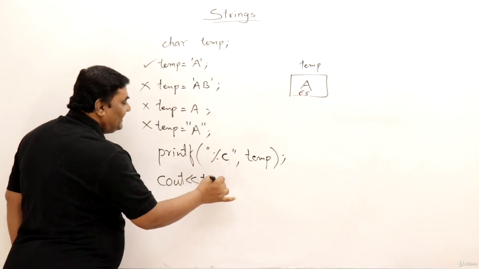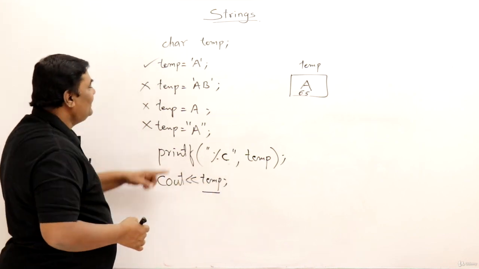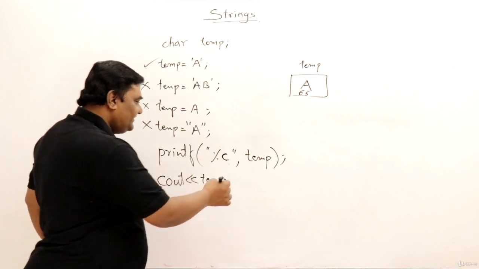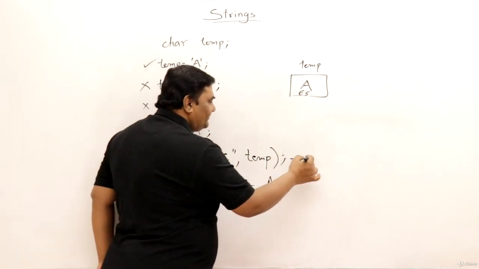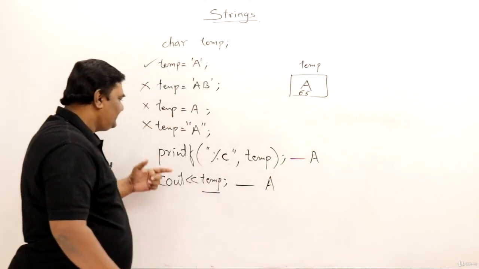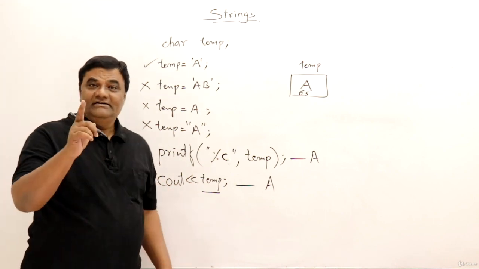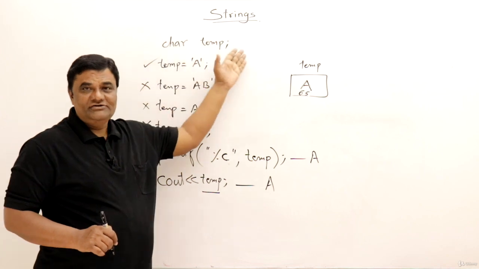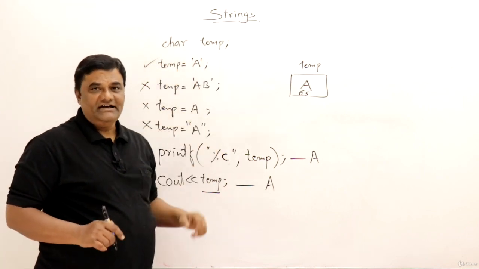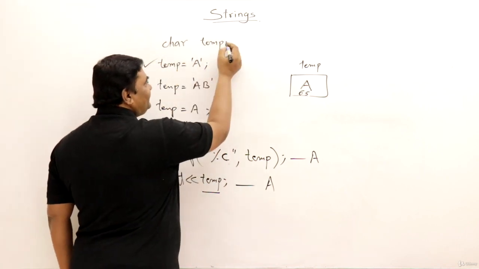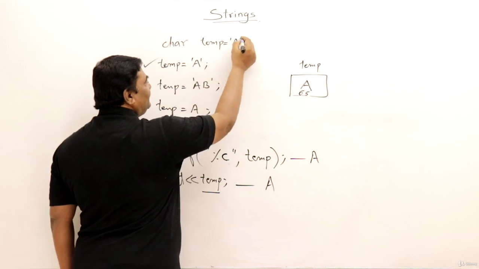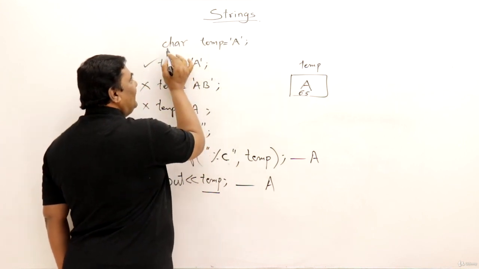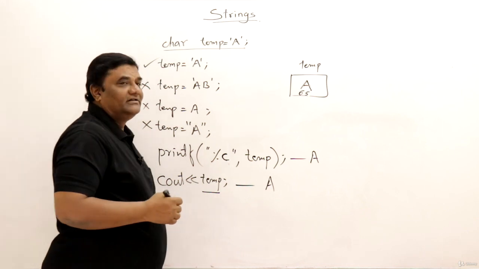Then cout knows that this is a character type variable. It is declared as character, so that is the reason it will display A. So both these will display A. So this is the method of displaying a character. So this is about the declaration of a character and initialization of a character, and even I can initialize it here directly, right? Instead of initializing it later, I can declare as well as initialize it.